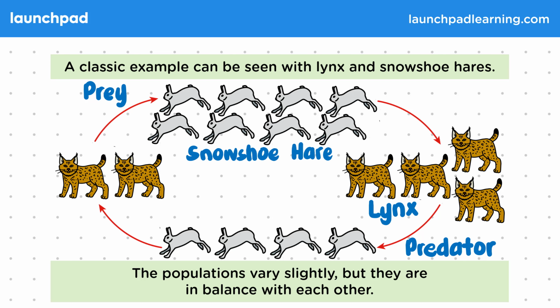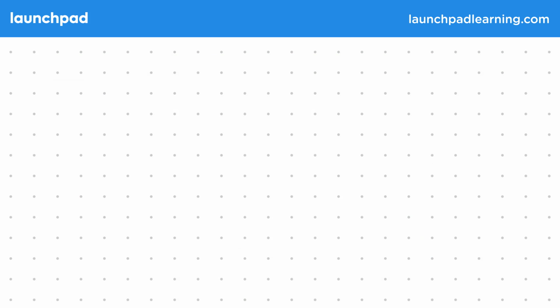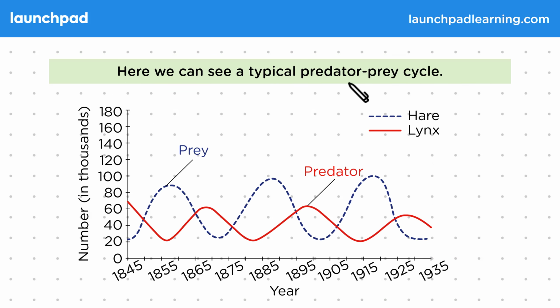How might we see this data presented? Here we can see a typical predator-prey cycle. So the dotted line shows the prey population, which in this case is the hare, compared to the predator, which is the lynx. This data covers the year 1845 all the way through to 1935. And the numbers of prey and predator are shown in thousands.